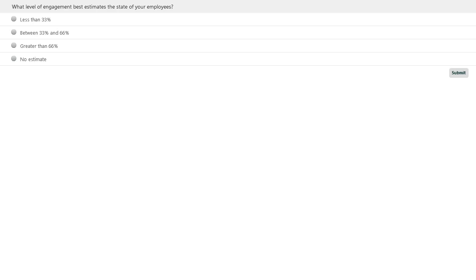And then one follow-on polling question relative to this topic is, how would you characterize your level of employee engagement in your organization? We've broken it into three categories: less than 33%, between 33 and 66%, and above 66%. And we've given you an out also, in case you don't want to answer or just don't really have a sense, you can click no estimate. But we'd certainly prefer a guess on what you think or how you would evaluate employee engagement. I'll give you a few more seconds to think about that one.